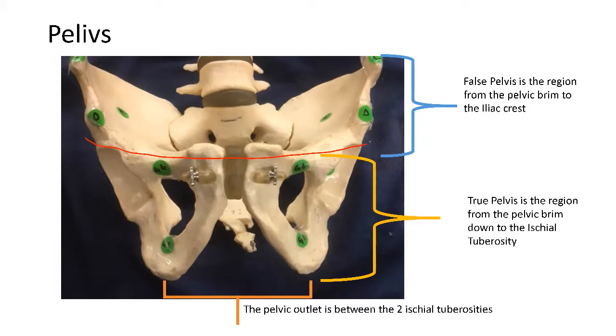The basic difference is the false pelvis is open anteriorly. All your abdominal organs are sitting there, your digestive organs, and it is open anteriorly. Versus the true pelvis is pretty much entirely surrounded by bone. And I pointed out that the pelvic outlet is between the two ischial tuberosities at the bottom.